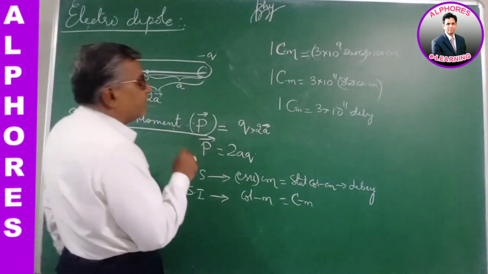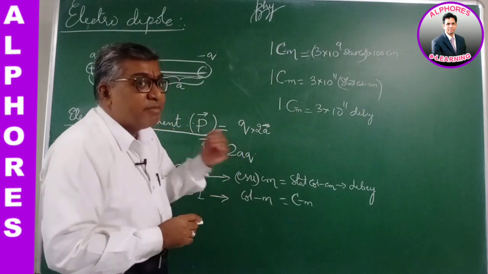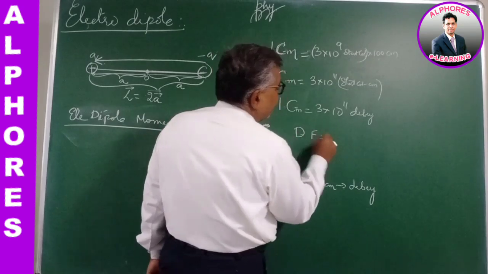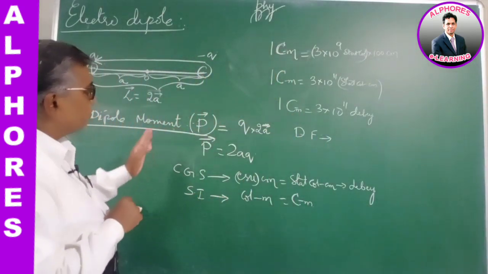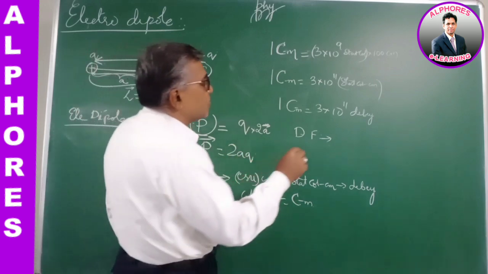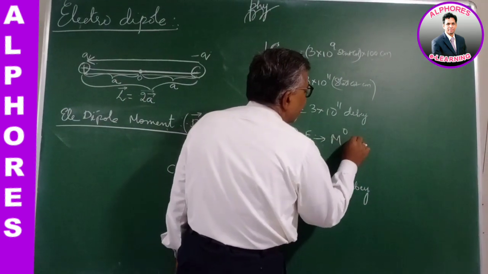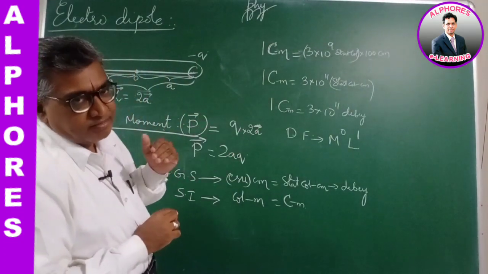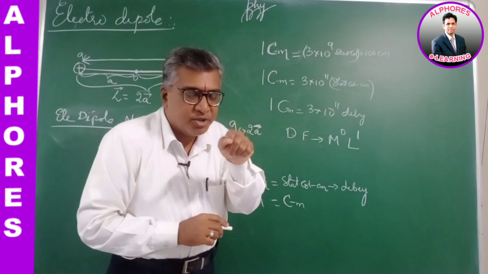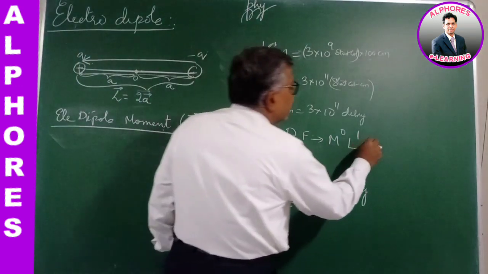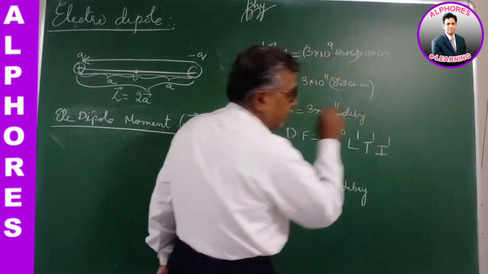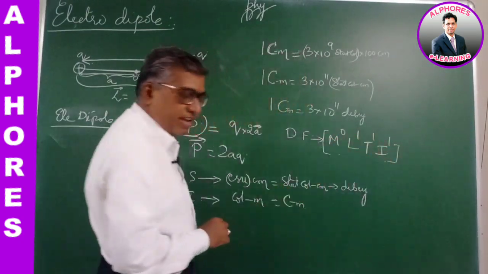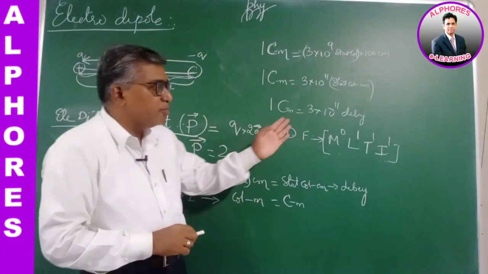Next, the dimensional formula of electric dipole moment. It is charge times length. So mass is M power 0, length is L power 1. Charge is ampere into time, since I equals Q by T, so Q is IT. So it's T power 1, I power 1. Its dimensional formula is M0 L1 T1 I1.